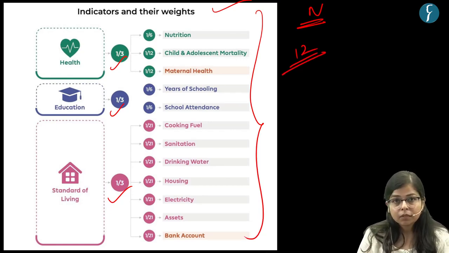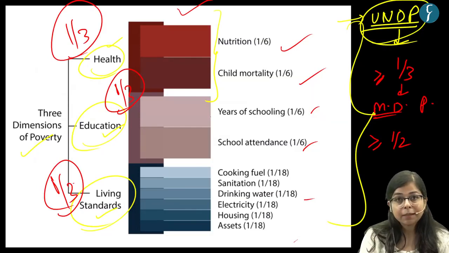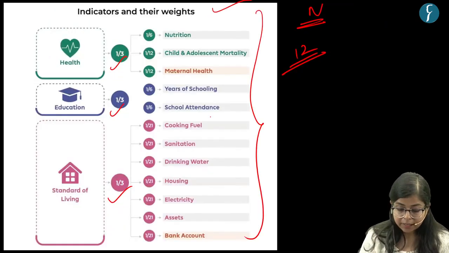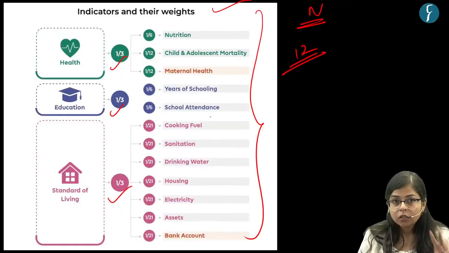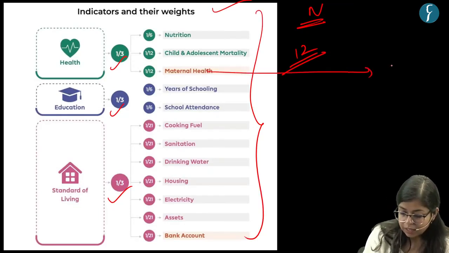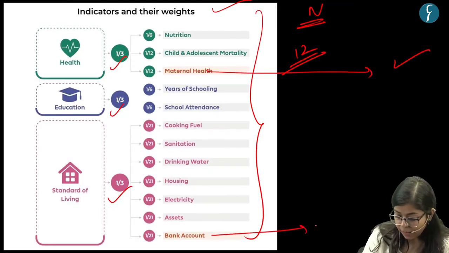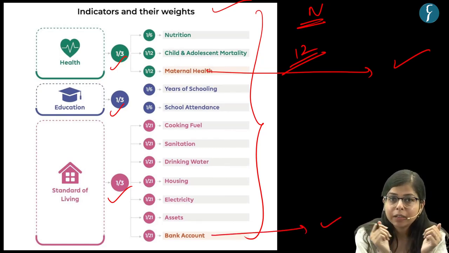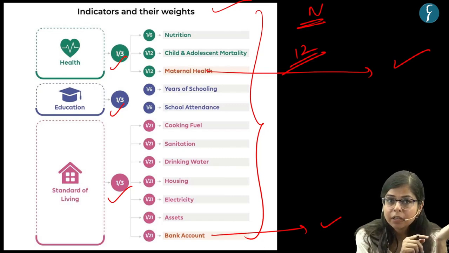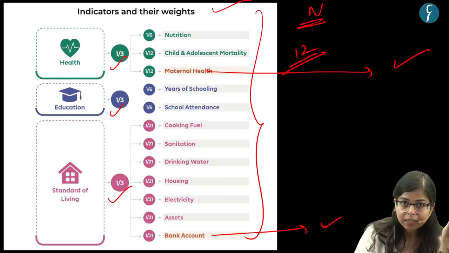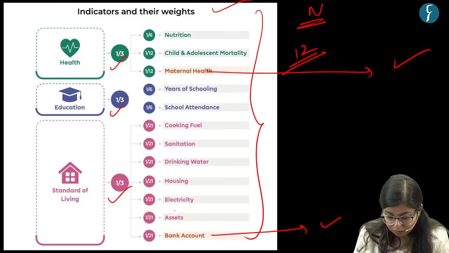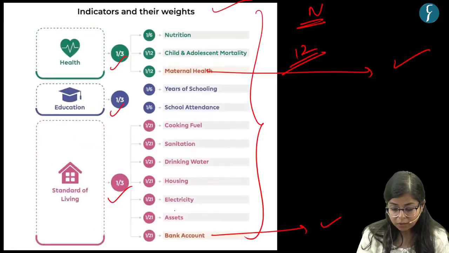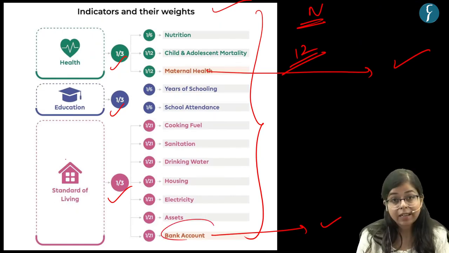And apart from the 10 indicators of UNDP's index, India has added 2 new indicators. These are maternal health and bank account. Now, these are to measure the relative levels of poverty in any country. Now, as we already know what is relative poverty, so we can easily understand this. Now, say UNDP has not included bank account as an indicator of standard of living.